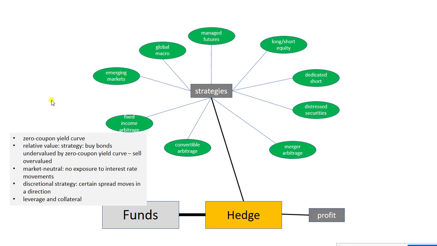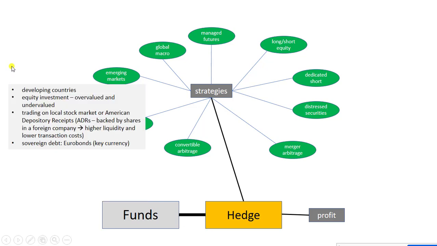Or we can have this market neutral approach with no exposure to interest rate movements, or we can have this discretionary strategy where we use certain spread moves in one direction, or we can have some leverage and collateral. So I think that this is the most boring thing, but if someone is interested in the bond market, then they will enjoy this. But next time we will talk much more about the yield curve and zero coupons. So maybe next lecture or so, within 2 weeks, we will talk about them in more detail.